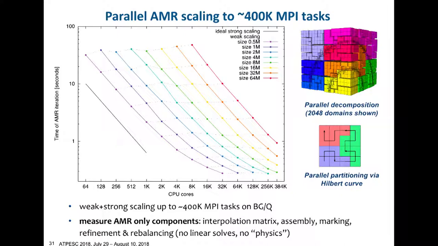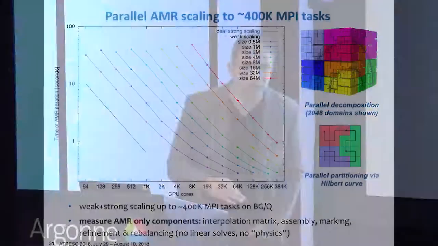And as you can see, this scales really well. For large enough problems, the strong scaling is really nice. Even for the smaller problems, this turning is not that bad. But the weak scaling in all cases is pretty much perfect. And as I said, this does not include any physics. This is just constructing the P, forming the system, rebalancing, mesh refinement, so just the AMR infrastructure.